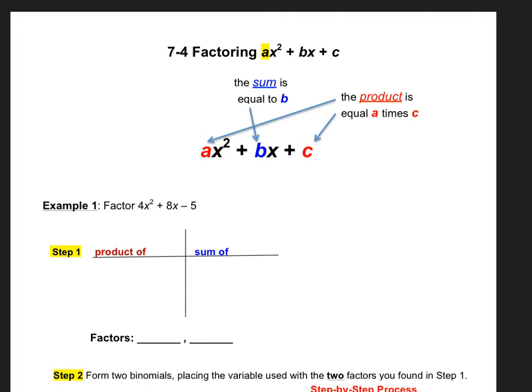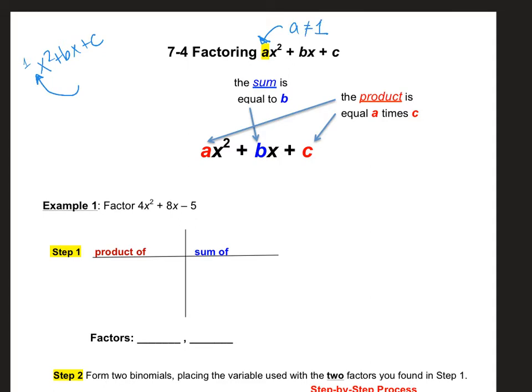This is 7-4, factoring ax squared plus bx plus c. So previously, we were factoring x squared plus bx plus c. So the difference is that here a was 1, an invisible 1, and on the problems that we're going to do, a is not going to equal 1. It's going to be something else, and so we have to do a little bit more with it.